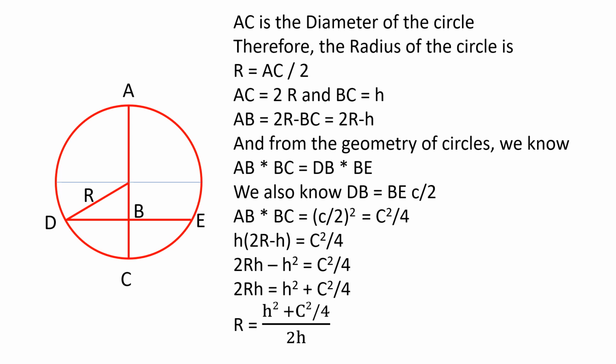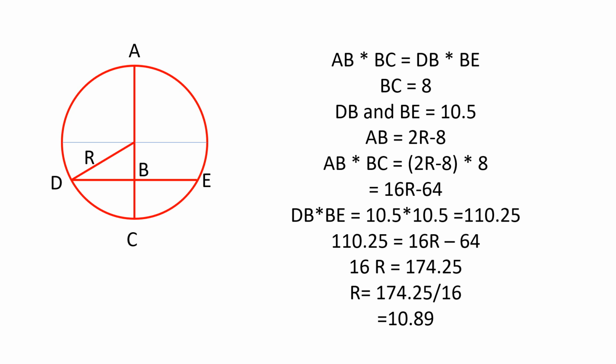And this sum divided by 2 times H. Solving mathematically, using this method of finding out the radius, we know BC is equal to 8. We also know DB and BE is equal to 10.5. So 10.5 multiplied by 10.5 equals 110.25.